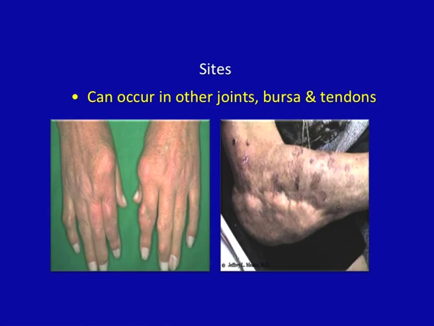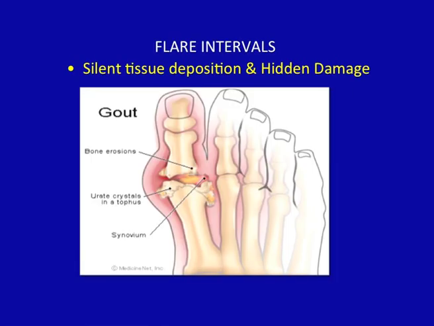Gout is a disorder where you can observe the deposition of urate molecules. Urates are the metabolic end products of purine metabolism, and gout is caused by deposition of monosodium urate crystals in tissues. Here are certain diagrams where you can observe deformities in the joints of the hands, elbow, etc., where you can observe a lot of swelling, and this swelling is because of the accumulation of urate crystals.